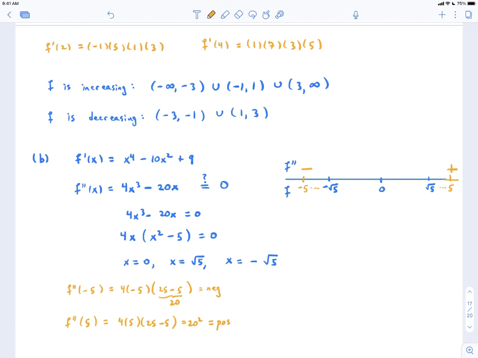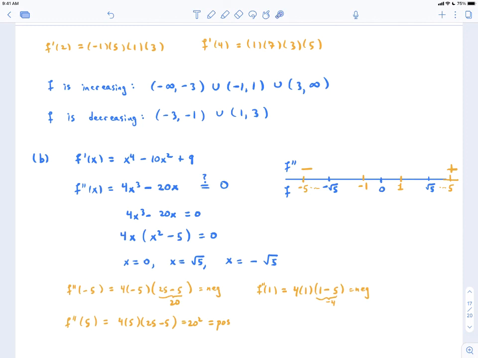Now what about in between? Let's say between 0 and square root of 5. Let's just pick 1, and we'll pick a negative 1 here. So let's just compute those. So f''(1) is going to be 4 times 1 times (1 squared minus 5), and this is going to be negative because this is a negative 4. So we have negative 16. We just care that it's negative.